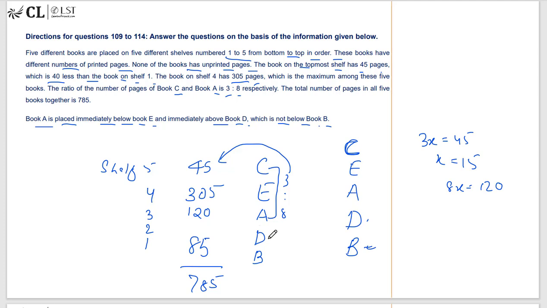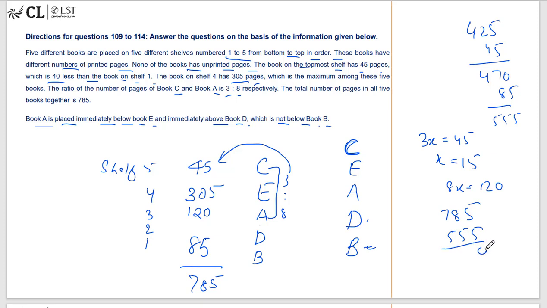Now for number of pages of book D, we'll add up all this and subtract it from 785. So we'll get 425 plus 45. That's 470 plus 85, 555. This needs to be subtracted from 785. So we would get 230. So number of pages in book D are going to be 230 here. So now we know how many pages each book has and what is the placement of each book. Let's move to the questions.